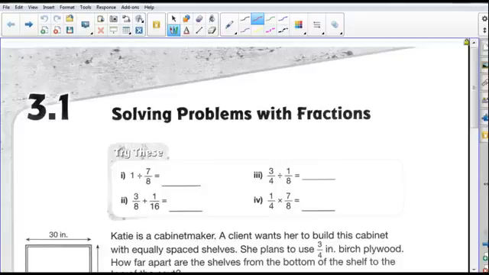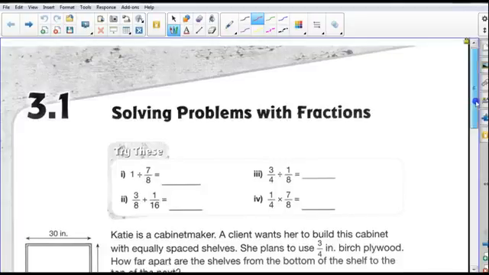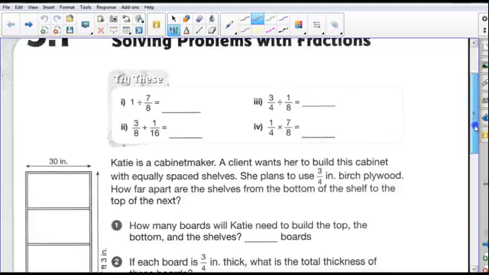All right, we're going to take a stab at 3.1, solving problems with fractions. Okay, but before we get into that, let's try a couple of warm-ups.